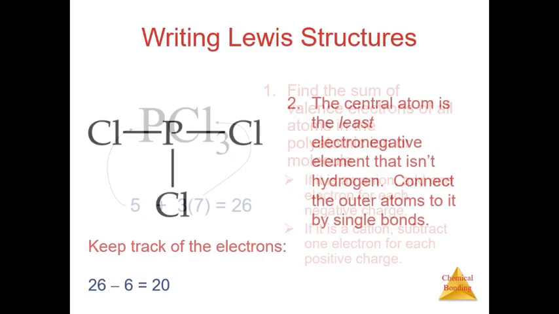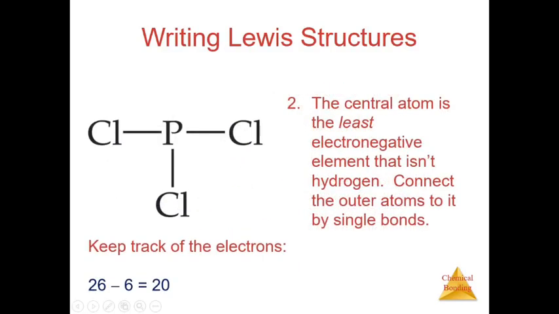Step number 2. The central atom is going into the middle of our Lewis structure. The central atom is usually the singular atom too. In this case, we just have 1 phosphorus versus 3 chlorines. But let's say that you have 2 singular atoms, then your less electronegative element is going into the middle or central part of the structure unless it's hydrogen. Hydrogen's never in the middle.